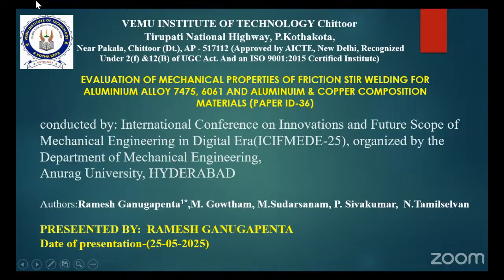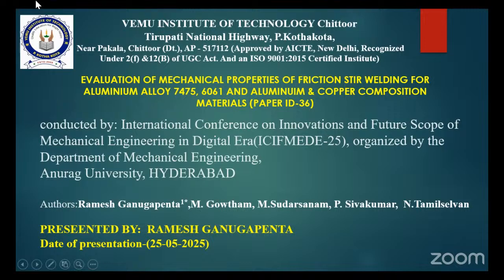In impact strength, aluminum 6061 has the highest, 38.66 Newton per mm square, while the aluminum and copper composition has the lowest, 35.73 Newton per mm square. In the hardness test, we found the highest hardness is in aluminum 6061 alloy, and the aluminum and copper composition shows the lowest at 52.5 Newton per mm square.